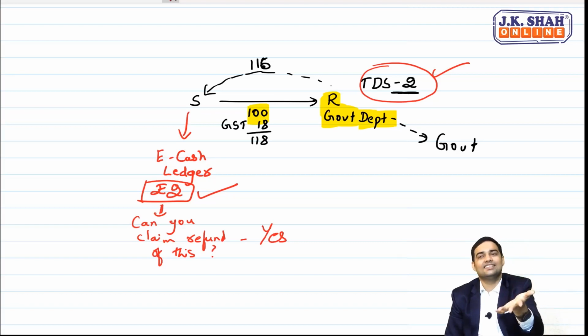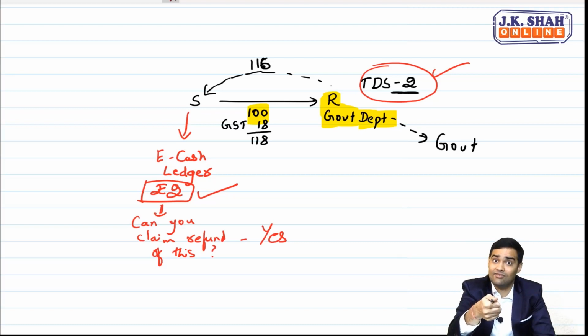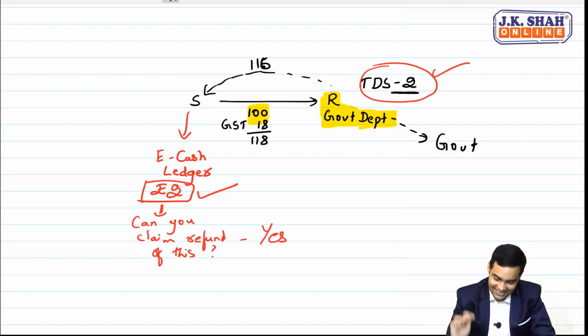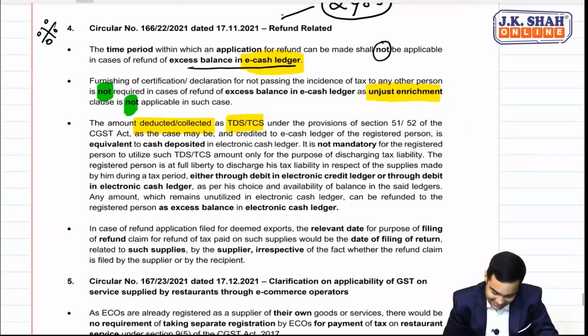Same way TCS works. TCS is collected by e-commerce operator for goods sold through e-commerce operator or services provided through e-commerce operator, except 9(5). When 9(5), the ECO will only pay the tax, na? Okay, great. Now let's see the point.